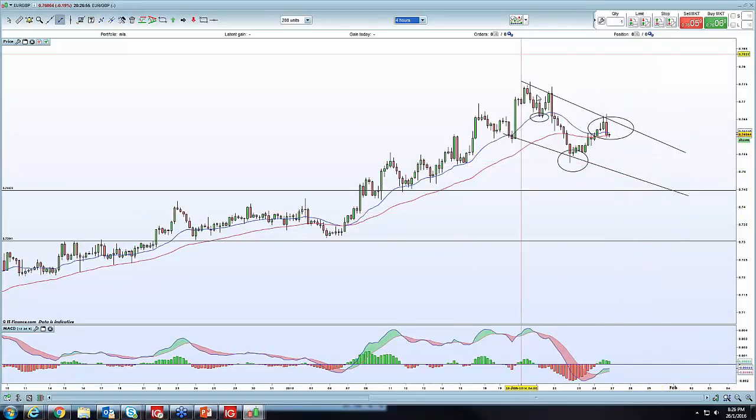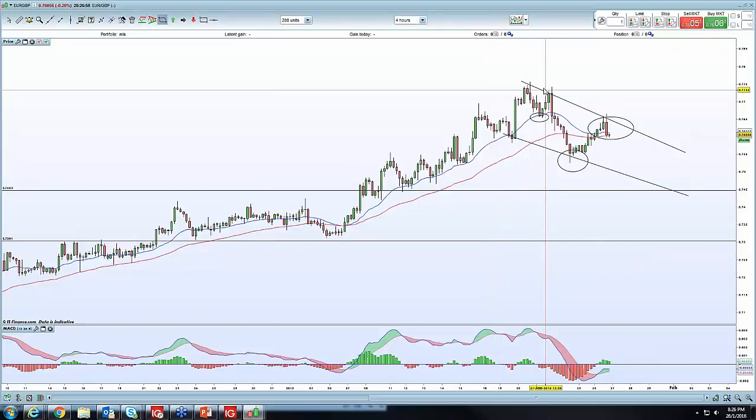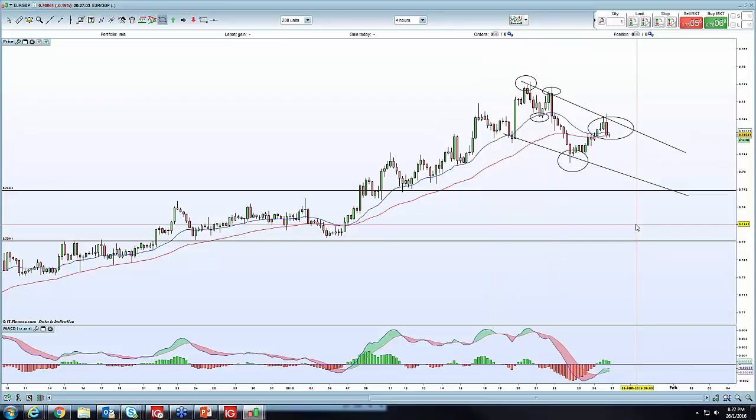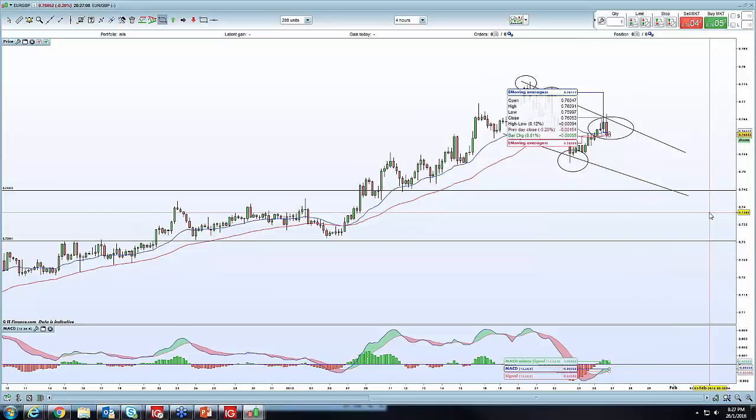Because it might be forming a bullish flag for all you know. What I don't like about the H4 is that it's forming a series of lower highs, so the momentum is still to the downside. So even though the weekly chart is on an uptrend, the 4-hour chart is not confirming yet. Alright, this Euro Pound, let's see what's next.